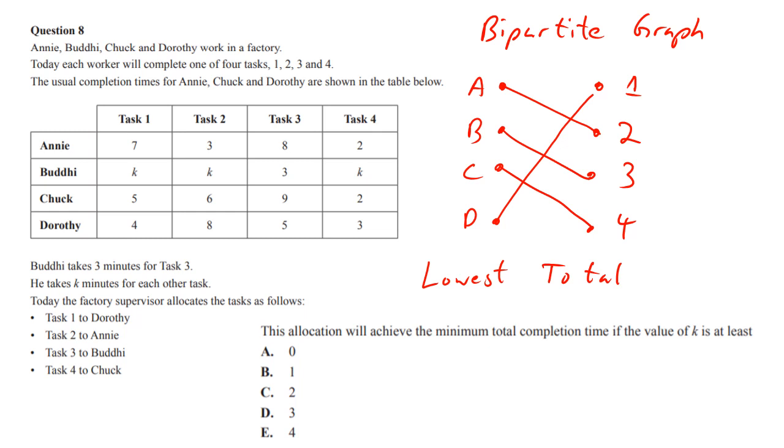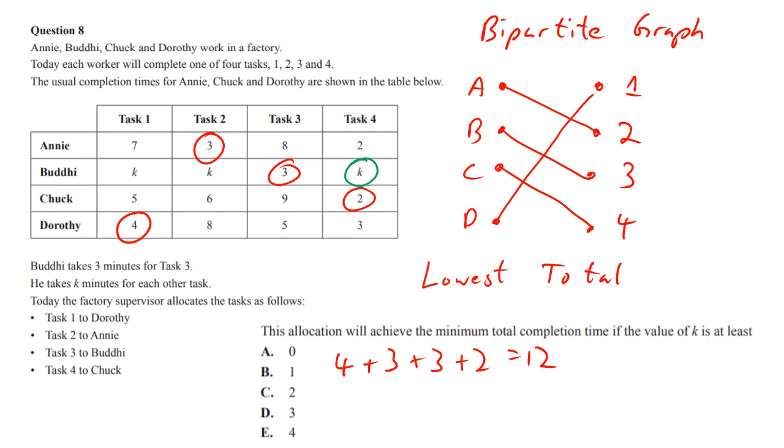Like so. And so if the supervisor's given an allocation, then that must be the lowest total. So if we actually do that, we can see that Annie got task 2, Buddy got task 3, Chuck got task 4, and Dorothy got task 1, which means 4 plus 3 plus 3 plus 2, which equals 12, is our lowest total. Now what we're looking at here is we've got to compare different combinations, and those combinations could be similar or different.